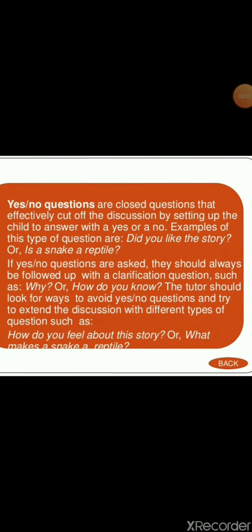Yes or no questions are always closed questions because they have great limitations. They have great limitations means you can't go beyond the limitation. You will get your marks deducted then. They effectively cut off the discussion by setting up the child to answer with a yes or no. Very simple. Examples of this type of questions.